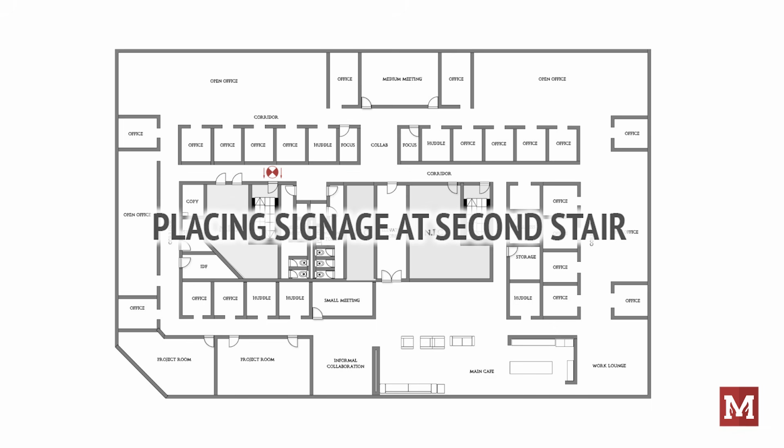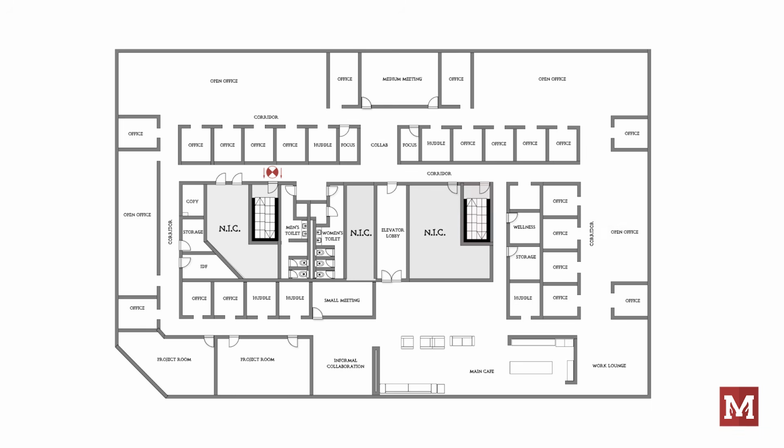Placing signage at the second stair. Now let's slide over and look at the other stair. Similarly, if an occupant was coming west to east, or coming east to west, they need to know where the exit is, so we'll do the same thing. It's a similar corridor configuration, and we'll place an exit sign near that stair in the corridor with the words exit on both sides and arrows from each direction pointing towards the stair.